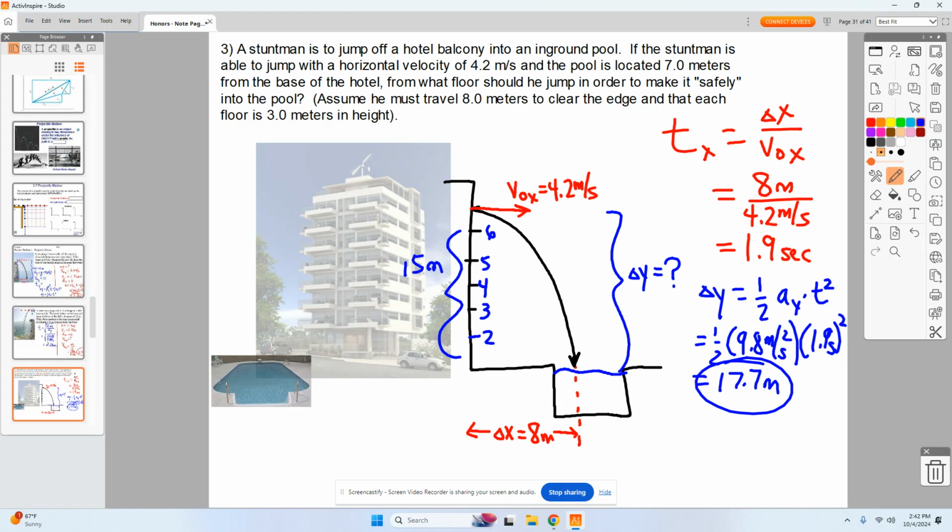Now, would I put this question on a test to trick you? No, but you would have to actually jump from floor 7 because we count these things in a really weird fashion. Make sense? All right. Don't worry about the fact that it's the 7th floor, not the 6th floor. 17.7 meters is the height that they would have to fall from.